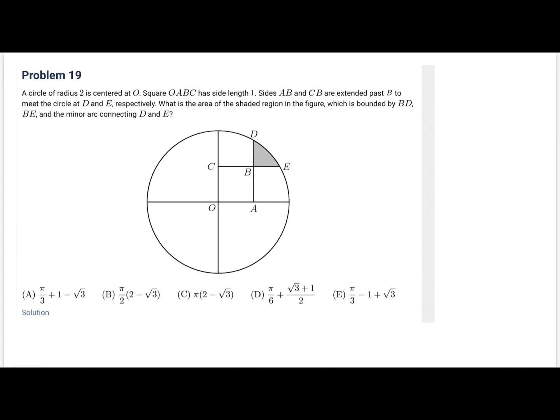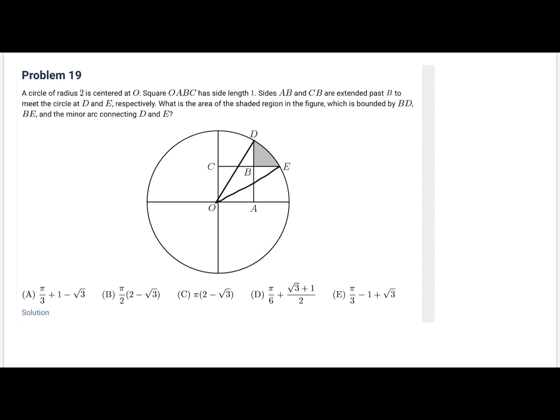Problem 19. A circle of radius 2 is centered at O. A square OABC has side length 1. Sides AB and CB are extended past B to meet the circle at D and E, respectively. What's the area of the shaded region in the figure, which is bounded by BD, BE, and the minor arc connecting D and E? So what we need is two lines from D to O and from O to E.